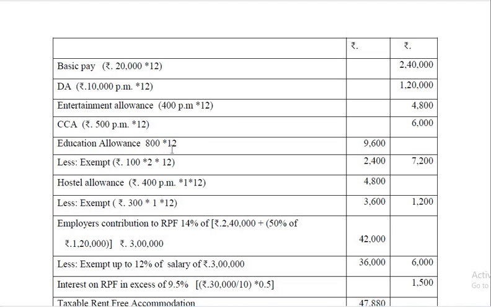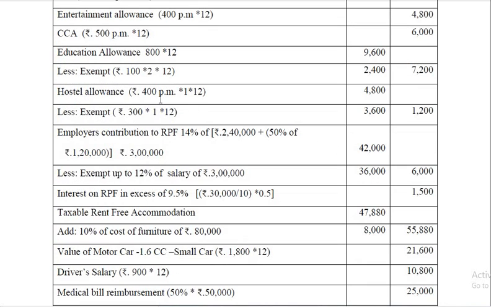CCA is taxable. Education allowance is 9,600. Of that, 100 per child for 2 children for 12 months comes to 2,400, which is exempt. Hostel allowance is 400 per month into 12 for 1 child, comes to 4,800. But the exemption is 300 per child for 12 months. Maximum exemption is available for 2 children, but since it is given only in respect of one child, 300 into 1 into 12 is 3,600.